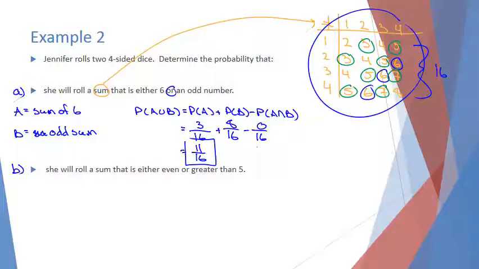So we can use the same sum table as we move forward, but I've marked it up so much, I might have to draw one more. B, anyway, should roll a sum that's either even or greater than 5. Okay, I think for clarity, it might just be easier to write this out again.